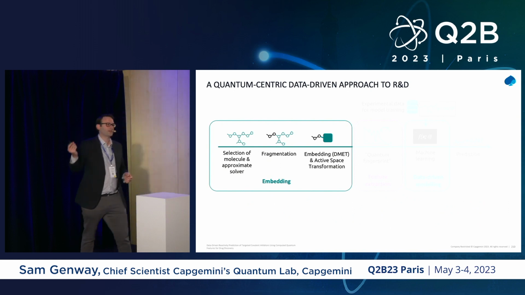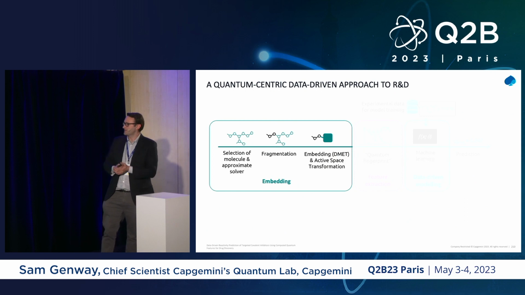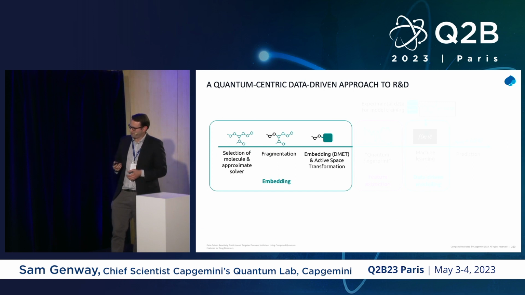Okay, so let's turn to the end-to-end pipeline. I want to talk through the different stages, the different things that we did with a view to tackling this kind of challenge and actually trying to predict the reactivity of that series of drug-like molecules. So the first phase is embedding.